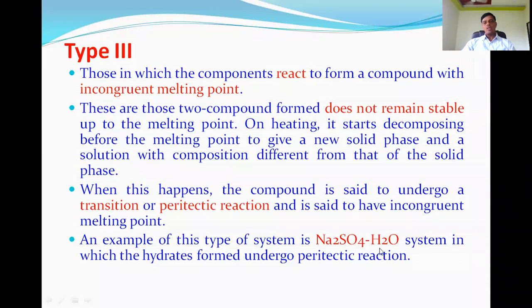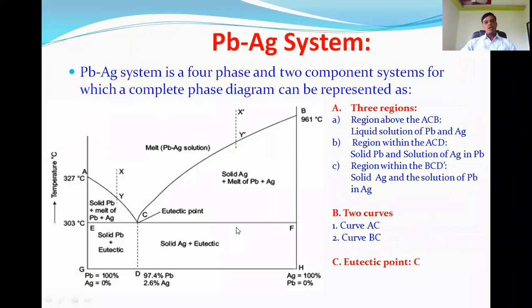Okay. Now the example of such type is sodium bisulfate water system, Na2SO4 H2O system. Okay, the first type's example is lead silver system, second is ferric chloride water system, third is sodium bisulfate water system. Now let us see the phase diagram of lead silver system.